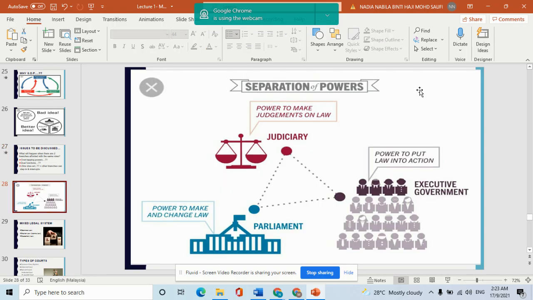Okay. Power to make judgments on the law, the judiciary. Power to make and change law, the parliament. And power to put law into action, the executive government. So this is one illustration only.